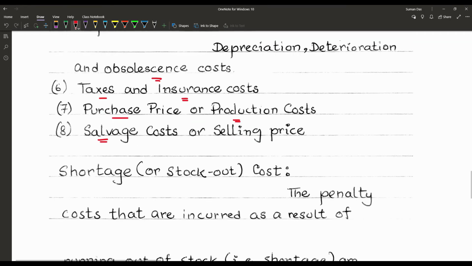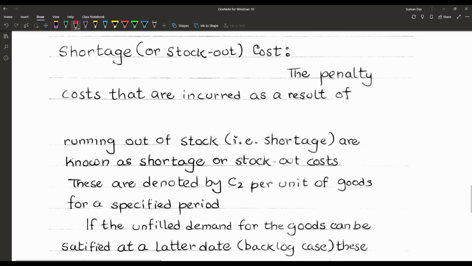And the final one is also known as the shortage or stock out cost. The penalty costs that are incurred as a result of running out of stock, that is the shortage, are known as the shortage or stock out cost.